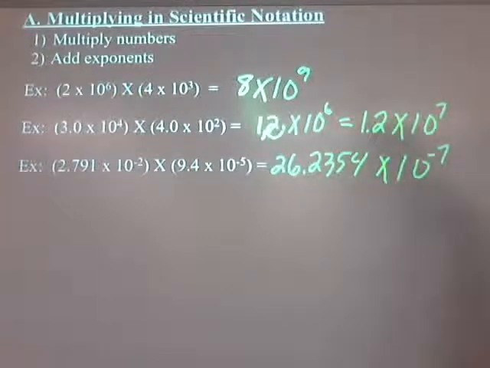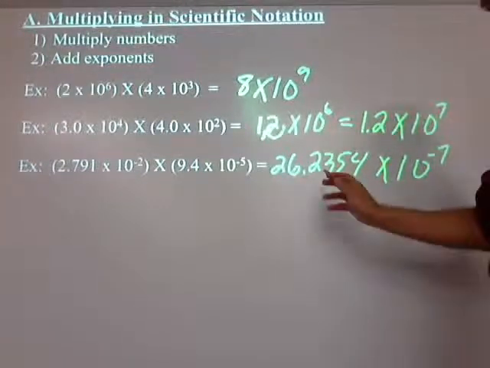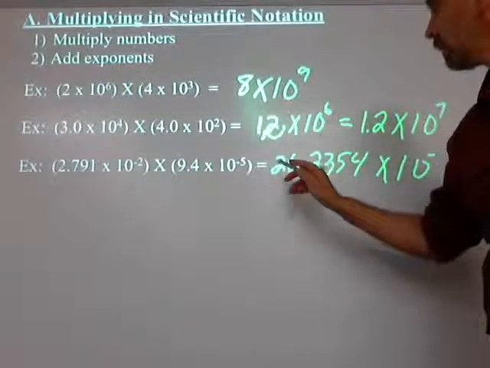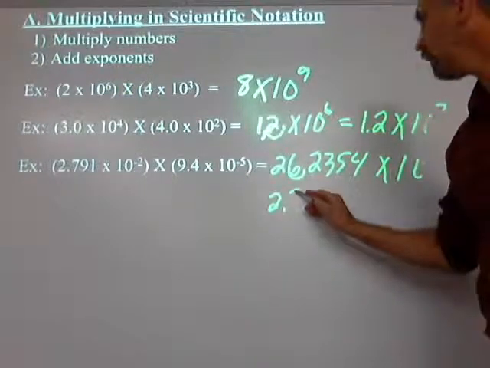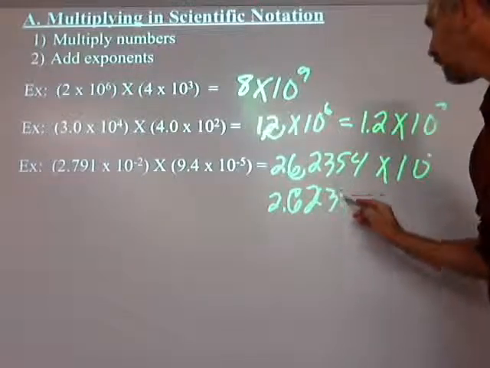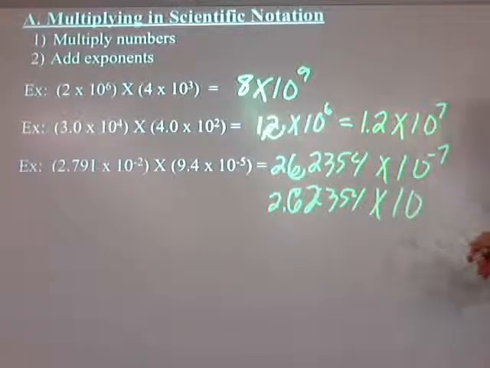It is not in scientific notation. And that's only one thing that's wrong. 2.62354 times 10 to the negative 7. Made him small, got to make him bigger. How do I make a negative 7 bigger? Negative 6 is better, and it's still not right. This time, why isn't it right?